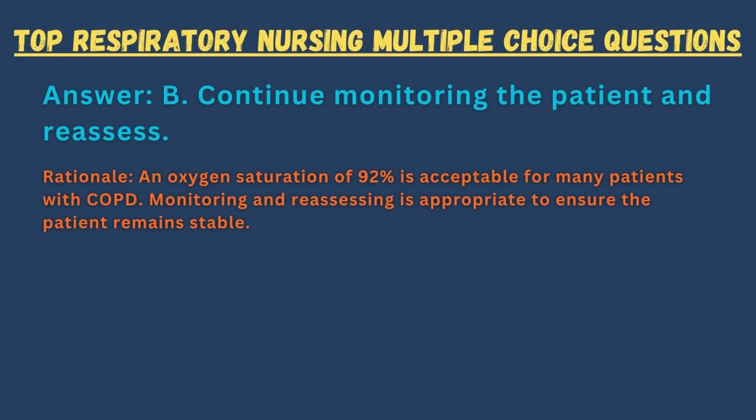Answer: B. Continue monitoring the patient and reassess. Rationale: an oxygen saturation of 92% is acceptable for many patients with COPD. Monitoring and reassessing is appropriate to ensure the patient remains stable.